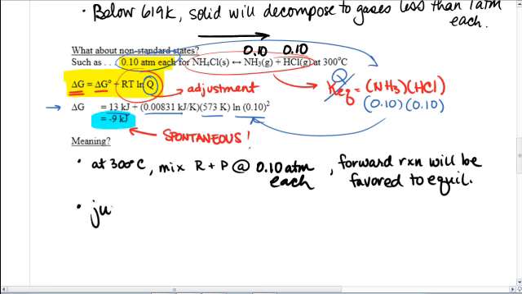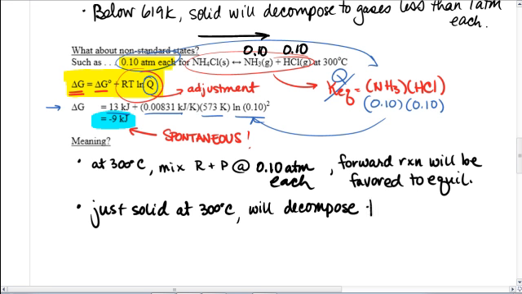Or, if you have just the solid at 300 degrees Celsius, it will decompose to what? Is it going to decompose to gases at a 10th of an atmosphere? Would it be more or less? More. It'll decompose to gases that exceed a 10th of an atmosphere. And we'll do some math in a moment so we can see where that comes from.